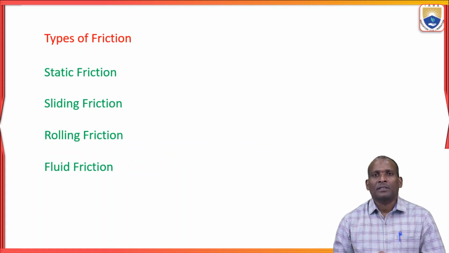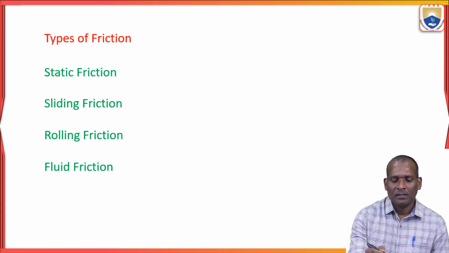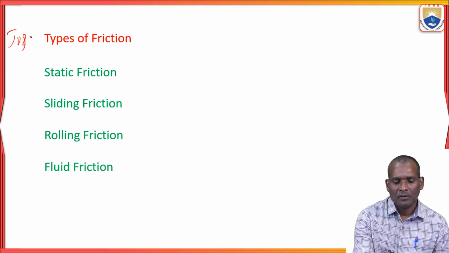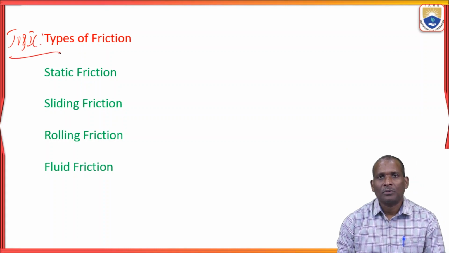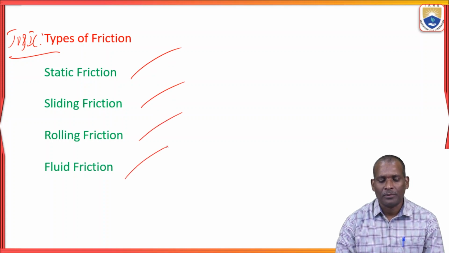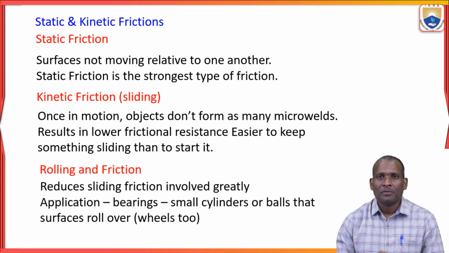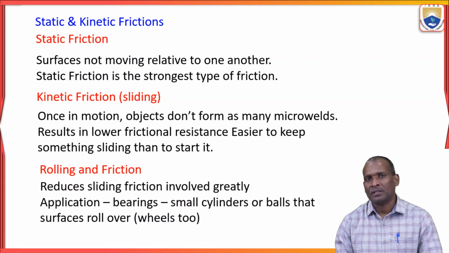The next topic is the types of friction. One is static friction, sliding or kinetic friction, rolling friction, and fluid friction. We will learn the detailed definitions. First of all, static friction, kinetic friction and rolling friction we will see one by one.